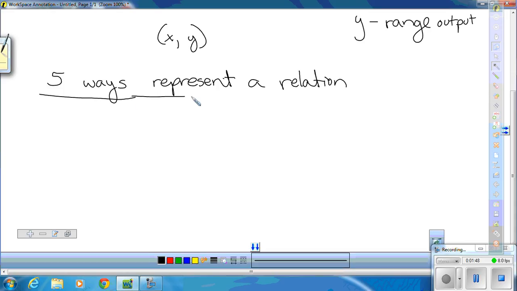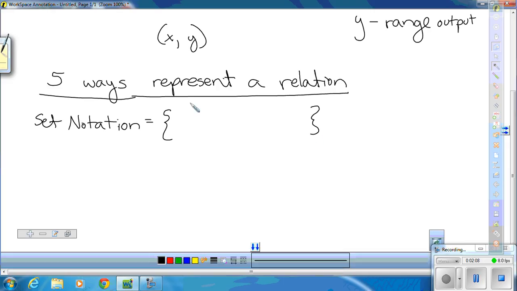The first one is to just do it in set notation, to write the set of points. This is what you use when you have a fairly small group of points. You don't usually use set notation for a very large group of points, but you can. Set brackets are the little wavy brackets. So you have your group of points, and that's your relation. So that's set notation.